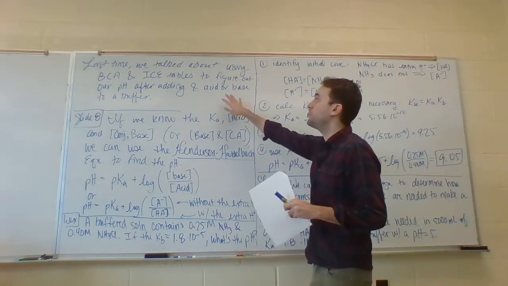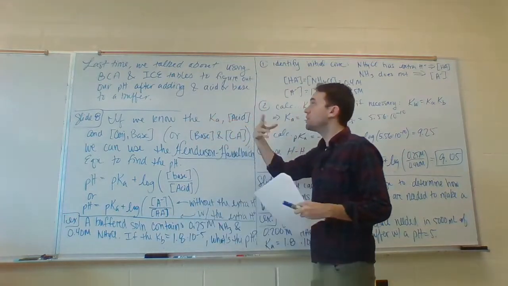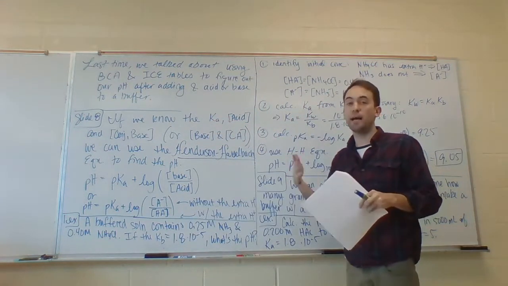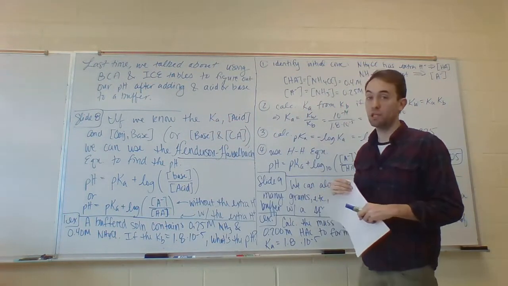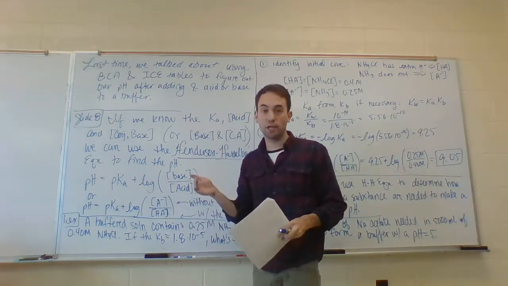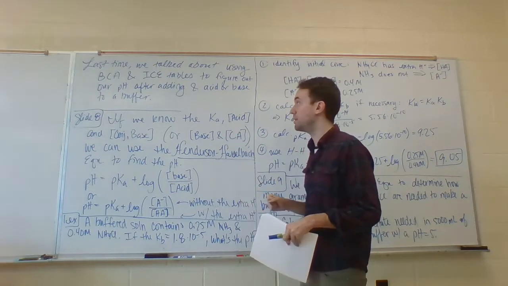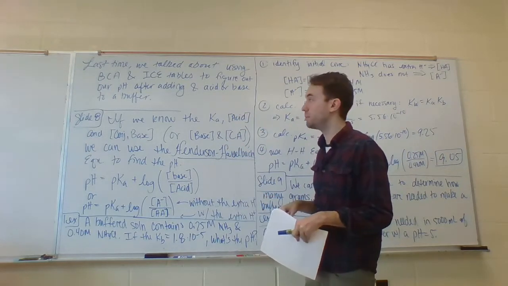So last time we talked about using those BCA tables and the ice tables to figure out our pH after adding a little bit of acid or base to a buffer. And we saw that when we did that, the buffer resisted that change in pH, and so the pH of that solution didn't change a whole lot, even when we added a little bit of that acid or base.